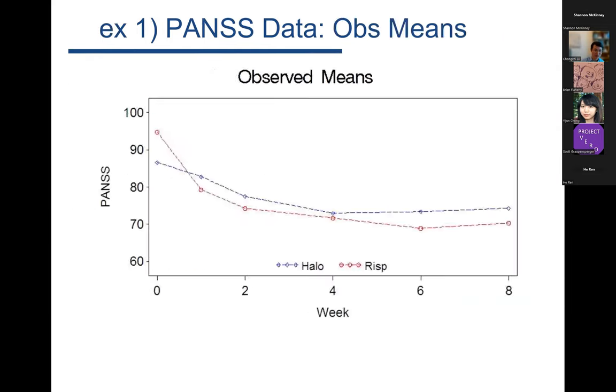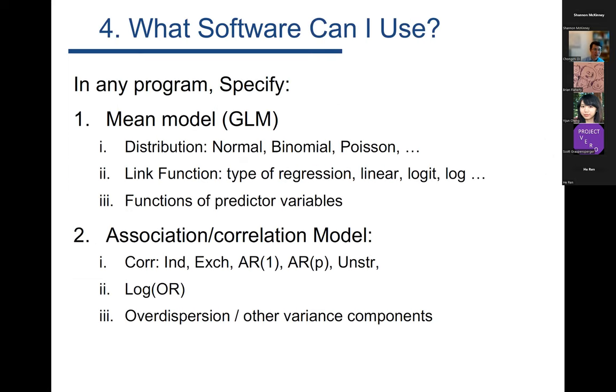Let's go to this page. I think we said this before. Basically, in any program, what you need for the mean model is which distribution. Think about which distribution your outcome follows, and each distribution is typically associated with a link function. The normal distribution typically has the so-called identity link, and you don't even have to specify it in most programs. For binomial, you may have to specify the logit link. For count data, you typically need to specify a log link because counts are always positive.